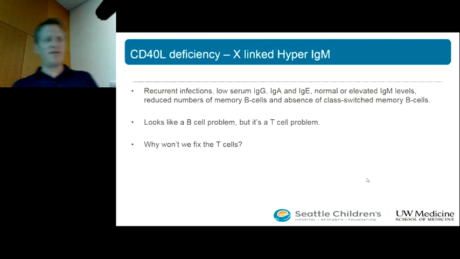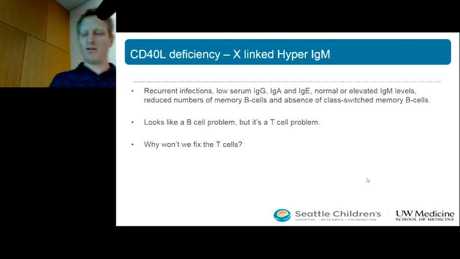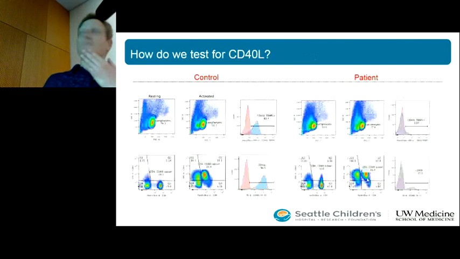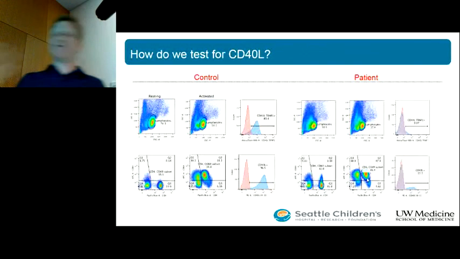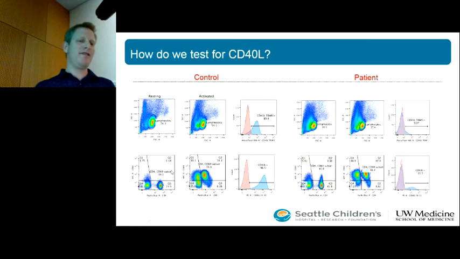So why won't we fix the T cells? If we fix the T cells, everything is going to be okay. How do we test for CD40 ligand in the lab? Whenever you check this box in the IDL box, test for CD40 ligand, what we do is we take cells, we activate them, and then we stain them for CD40 ligand. These are resting cells and activated cells. In red, in resting cells, you don't see any expression of CD40 ligand. In blue, once you activate them, they upregulate CD40 ligand, and you know that the cell is positive.